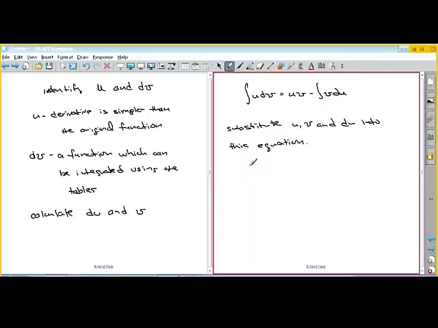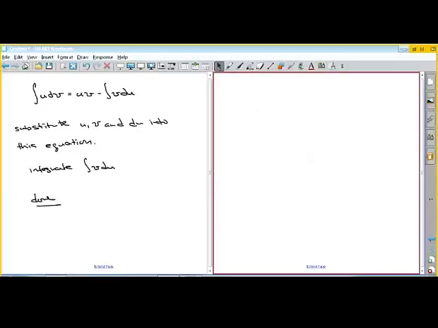And then you integrate the integral of the v du, and then you're done. Again, you may have to use integration by parts on this the second time, which we did in class today, so just make sure you understand it. Okay, so that's integration by parts.